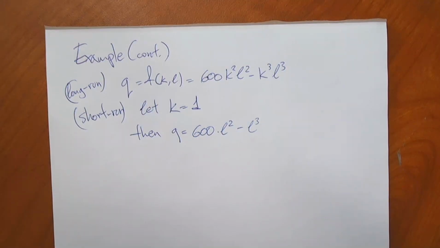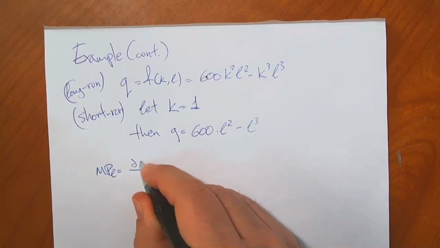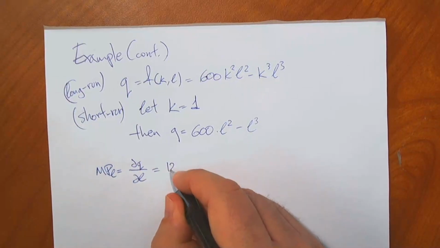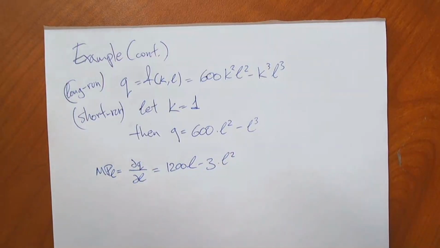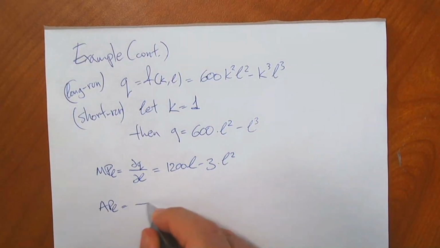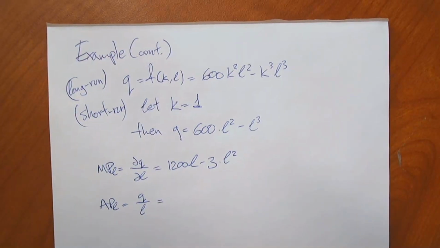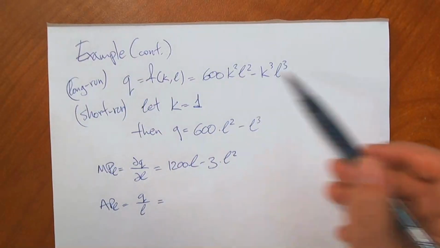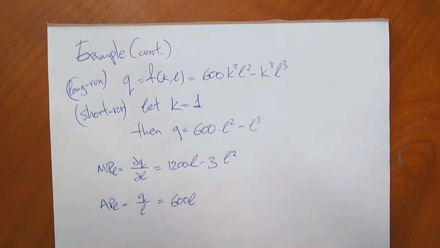So what did we have? We had the marginal product of labor, MPL, for example, expressed as del Q over del L is equal to 1200 L minus 3 times L squared. And then for the APL, I'm going to write it down, is equal to Q divided by L, how much output divided by how many workers in aggregate you have. That was simply this divided by L. So that would be 600 L, the short run version, minus L squared.